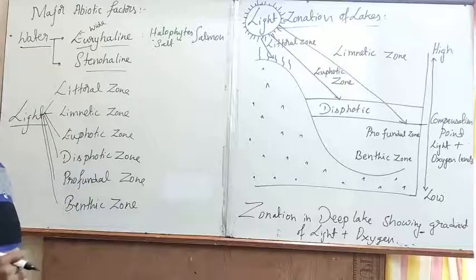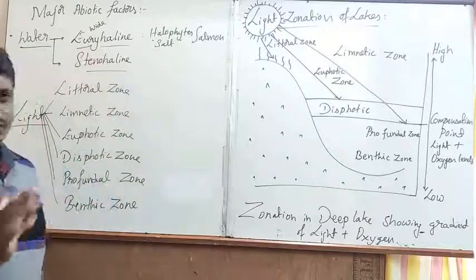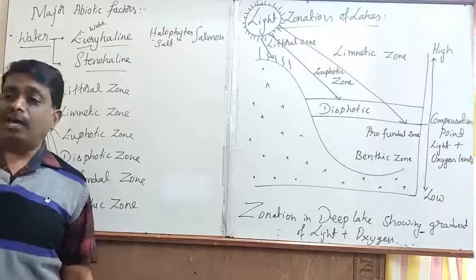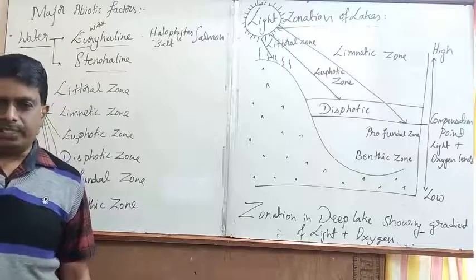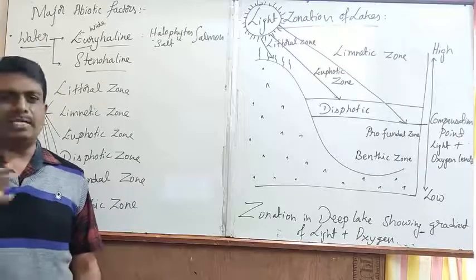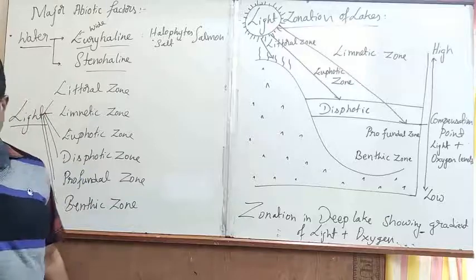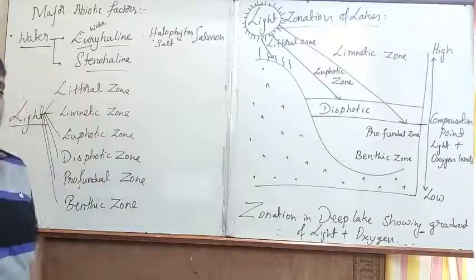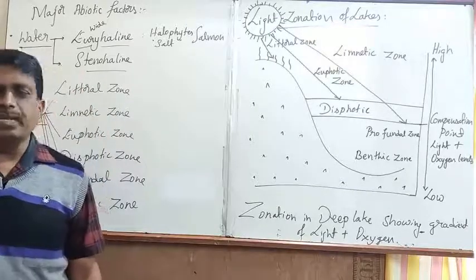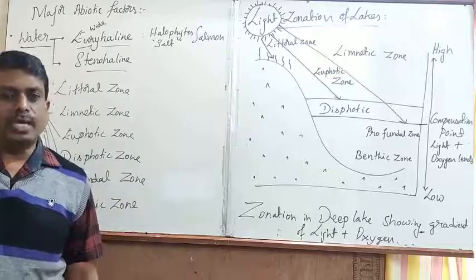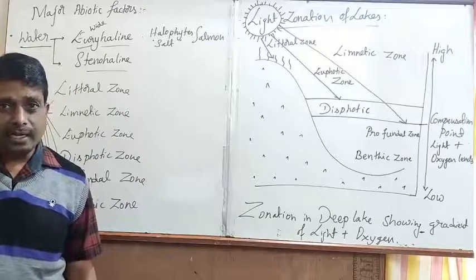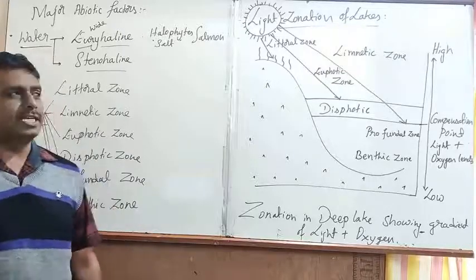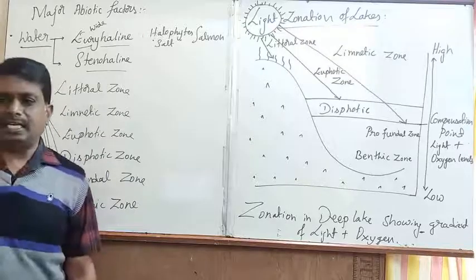salinity tolerance. The second important type is called stenohaline. Stenohaline organisms are restricted to a narrow range of salinity. Such organisms are called stenohaline. Steno refers to narrow, and haline refers to salty. They are restricted to a narrow range of salinity.